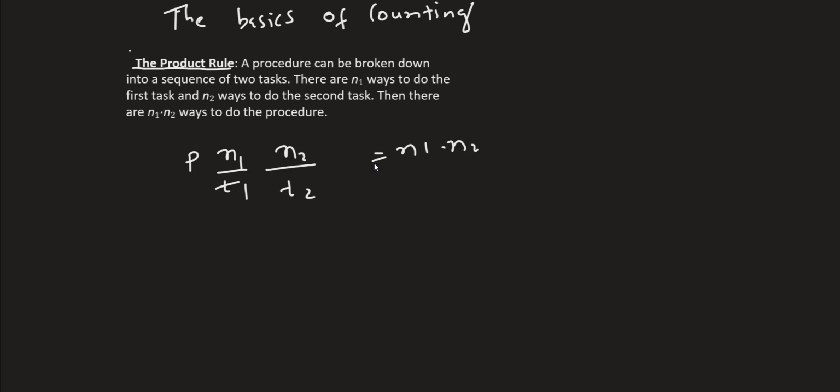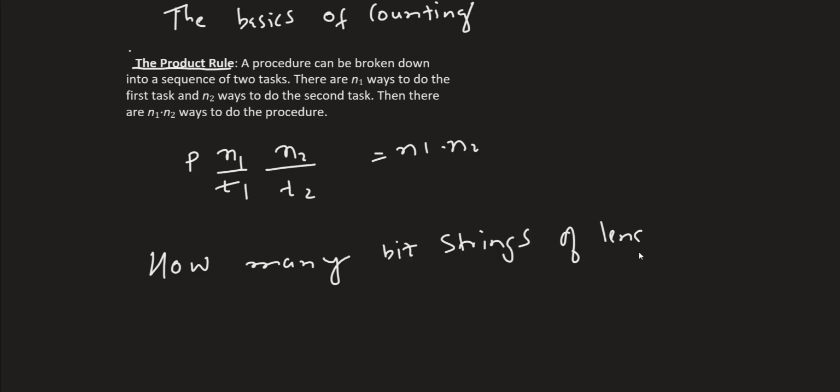Now, to get an idea of this, let's take this example: how many bit strings of length 7 are there?